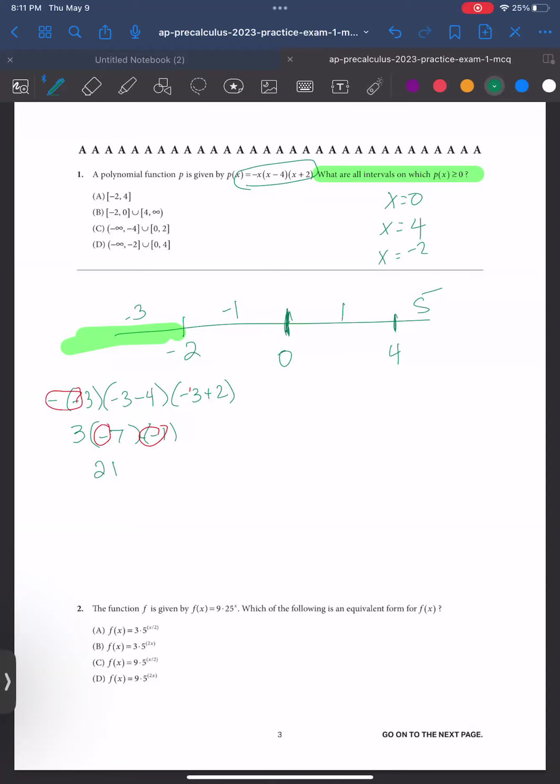So I have an interval here from -infinity to -2, right? Then I have from -2 to 0. And then I have from 0 to 4. And then I have from 4 to infinity. Actually, there should be brackets. Oopsie. So I have to pick a value in between all of those intervals.